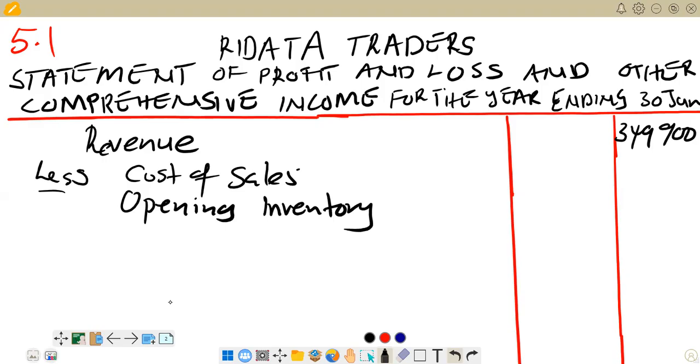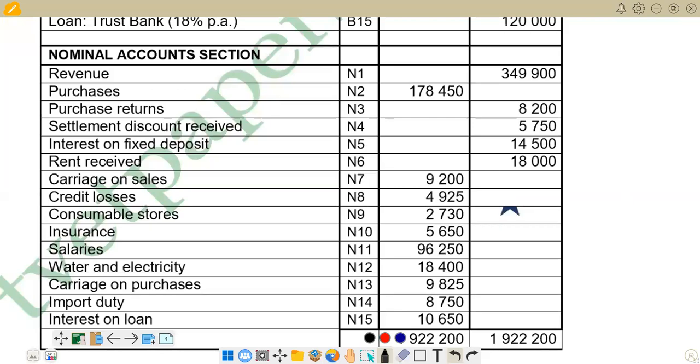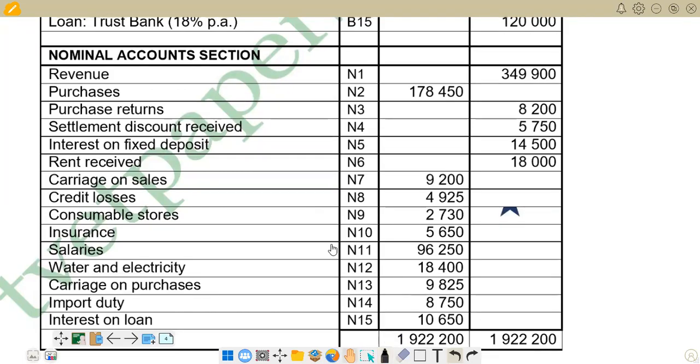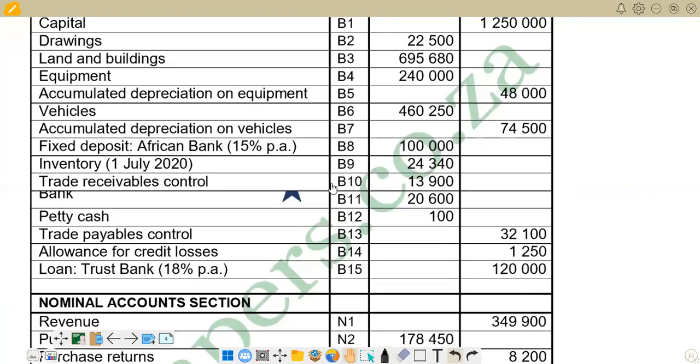So we go to the question to check the figure that we have for opening inventory. Obviously, in the list of balances, that's where we are going to have that figure. We go up. That's where we've got that figure for opening inventory. If you come here, you have this figure that you are given at 1 July 2020.